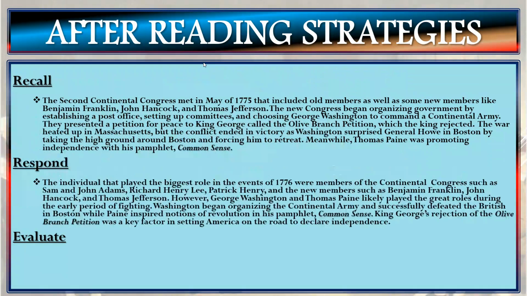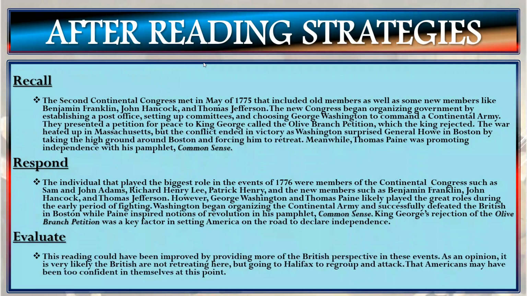So about questions. The individuals that played the biggest role in the events of 1776 were the members of the Continental Congress such as Sam and John Adams, Richard Henry Lee, Patrick Henry, and the new members such as Benjamin Franklin, John Hancock, and Thomas Jefferson. However, George Washington and Thomas Paine likely played the greatest roles during the early period of fighting. Washington began organizing the Continental Army and successfully defeated the British in Boston, while Paine inspired notions of revolution in his pamphlet Common Sense. King George's rejection of the Olive Branch Petition was a key factor in setting America on the road to declare independence. So I think that answers all the questions there.